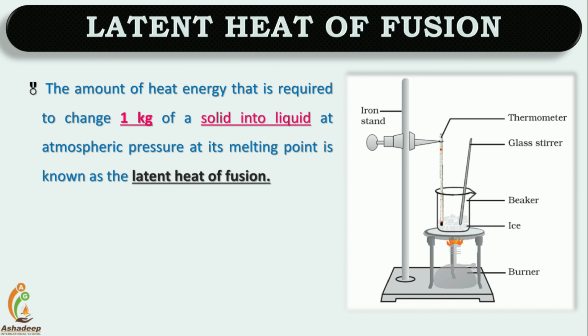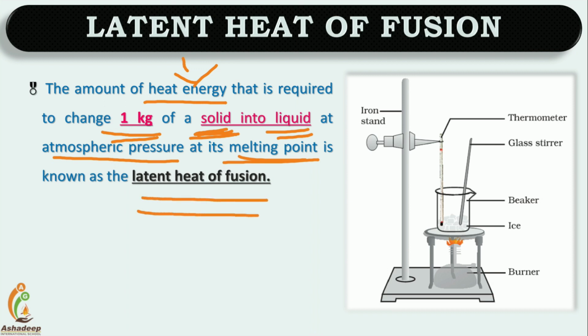Here, the amount of heat energy which is required to convert 1 kg of solid. It can be anything. Here let us consider ice. 1 kg of ice which is solid to convert into liquid, that is water. And atmospheric pressure. At atmospheric pressure means the normal pressure which is right now in the room in which you are sitting. That is called atmospheric pressure. Pressure of air. Actually, at its melting point, and this whole conversion will be carried out at the melting point, and the amount of heat energy required is called latent heat of fusion. Okay.